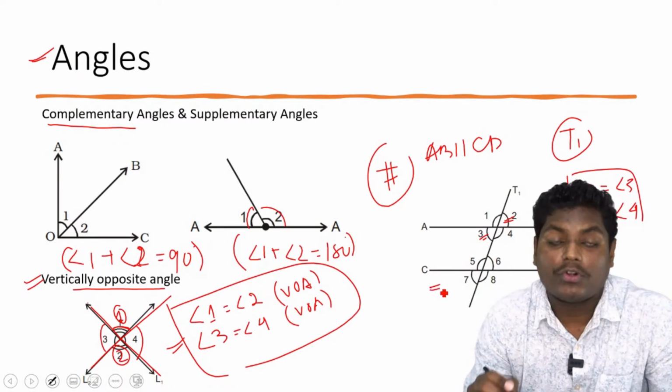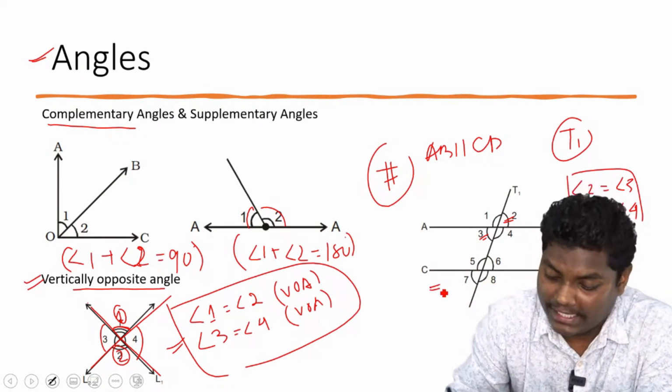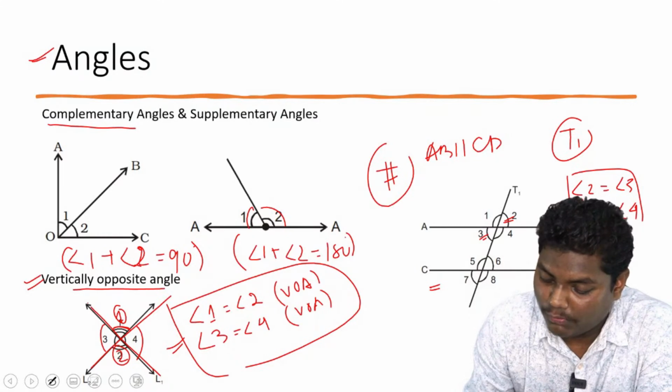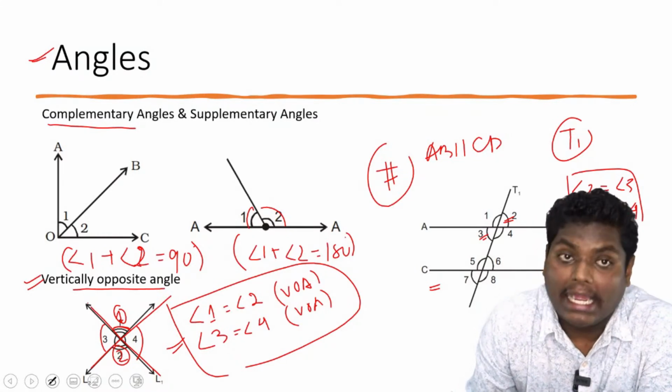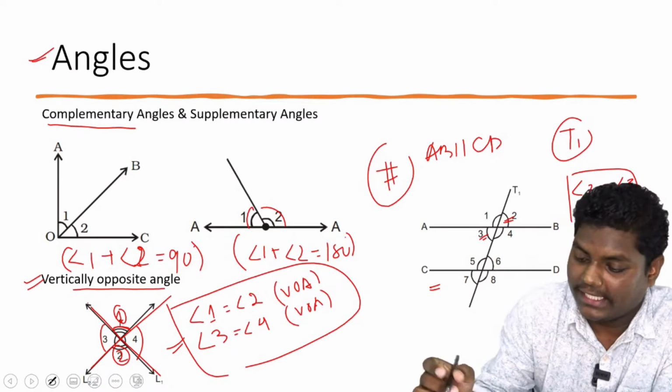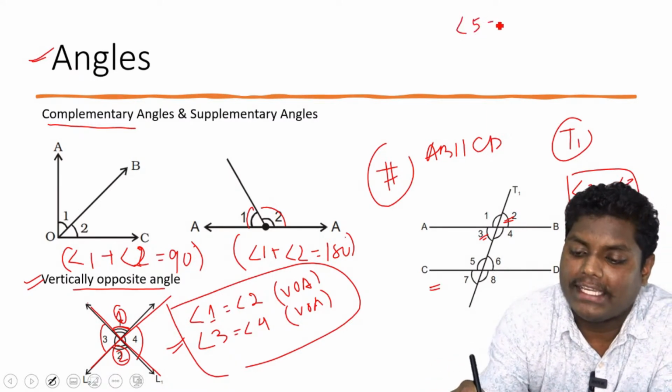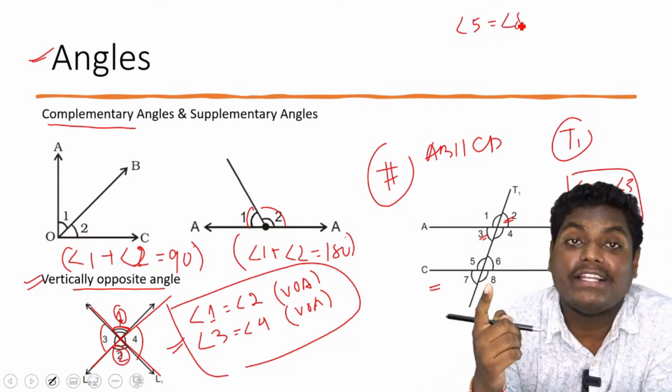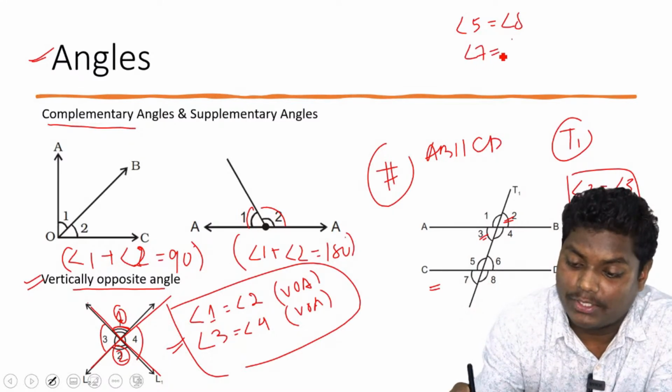Again, if you look at the down part, we can also write angle 5 will be equal to angle 8. I'll just write it up. Angle 5 equals angle 8. And similarly, angle 7 will be equal to angle 6.